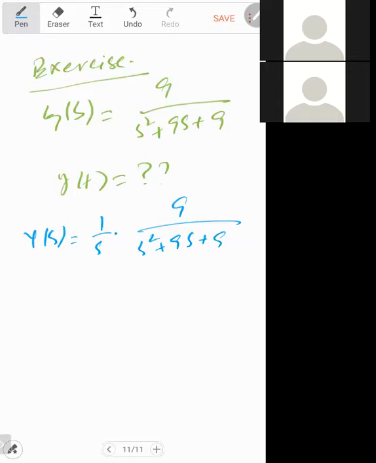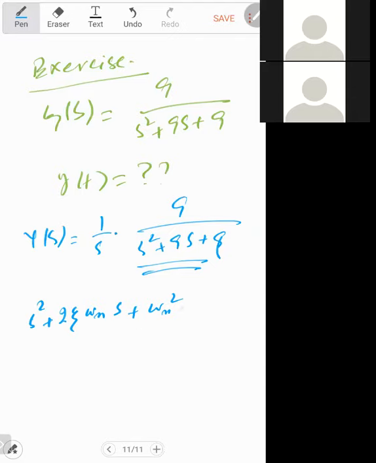Now, one method is to simplify this, and you will go into the same things which we already derived, which is a lengthy process. The other way is to use the closed form expression for y of t that we already derived. If we use this, we can get our solution. But we have to compare this expression with s square plus 2 zeta omega n s plus omega n square to find the value of zeta and the natural frequency.